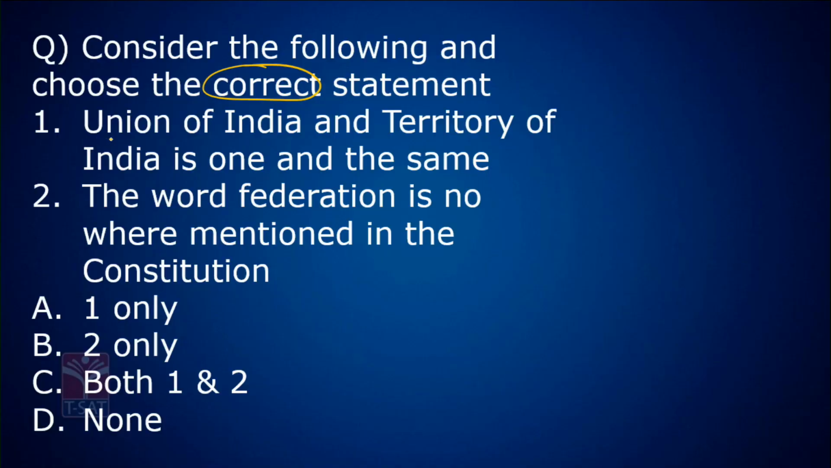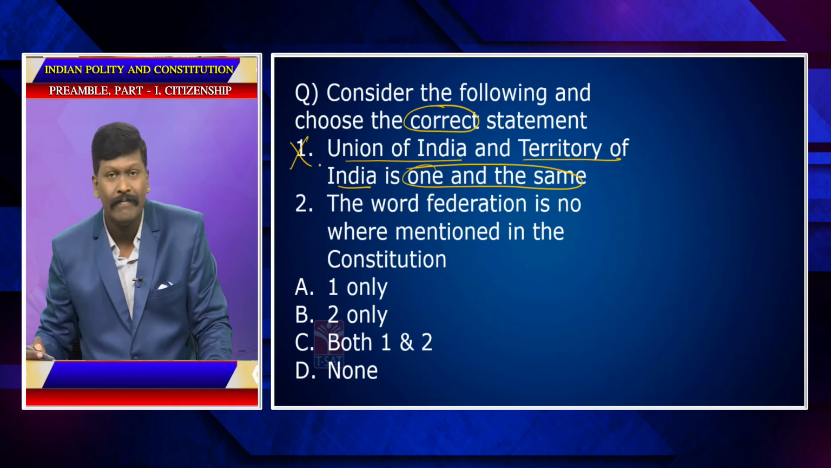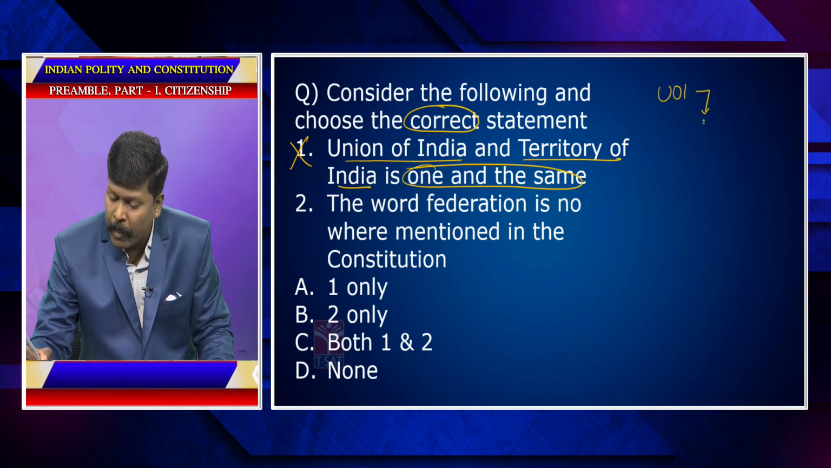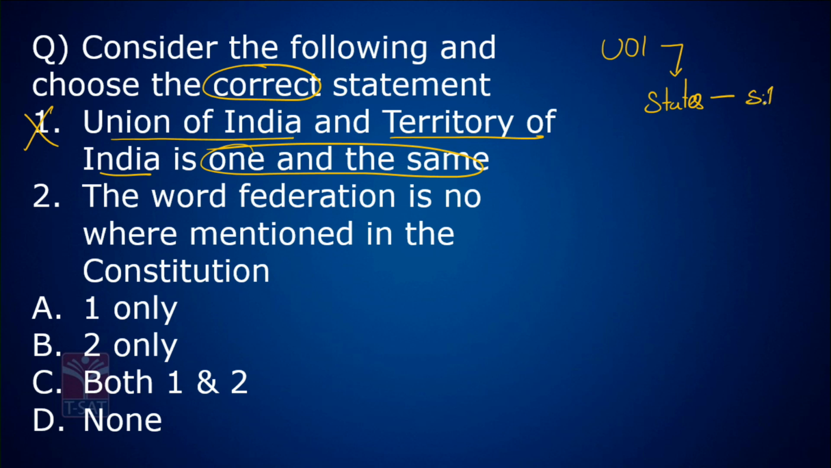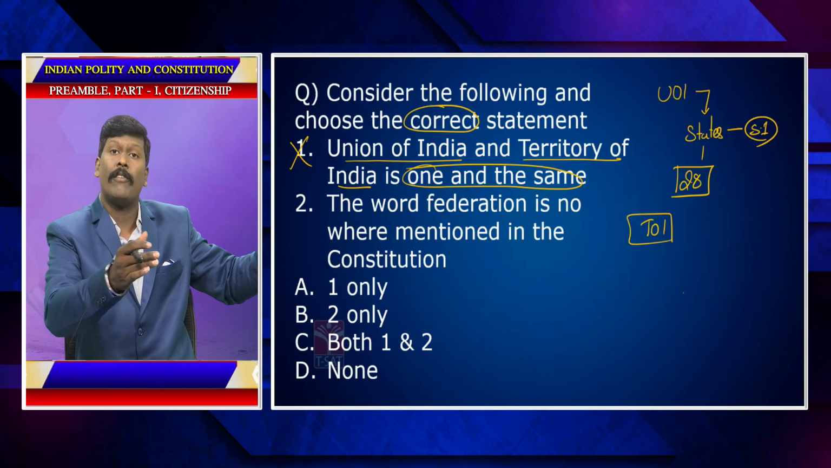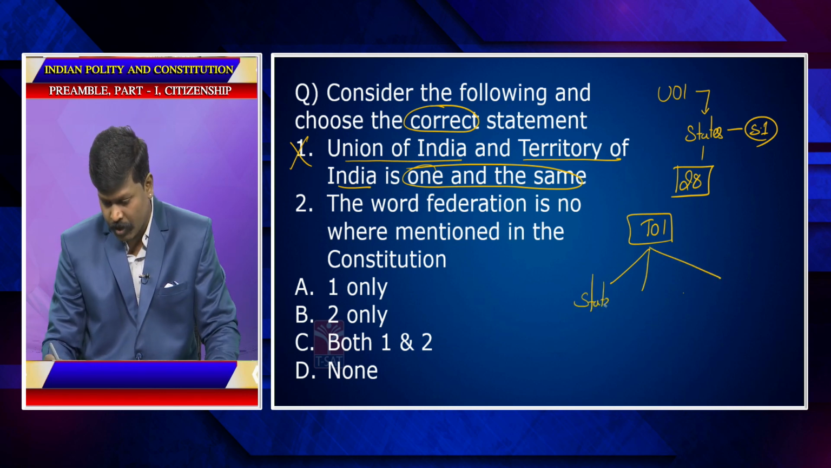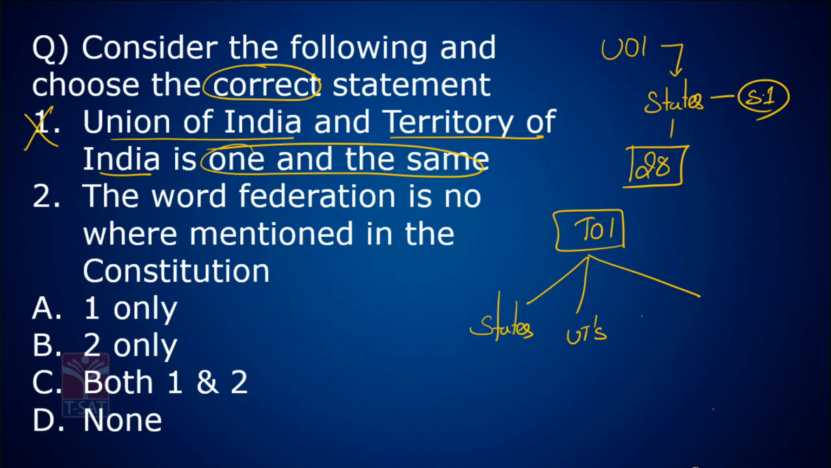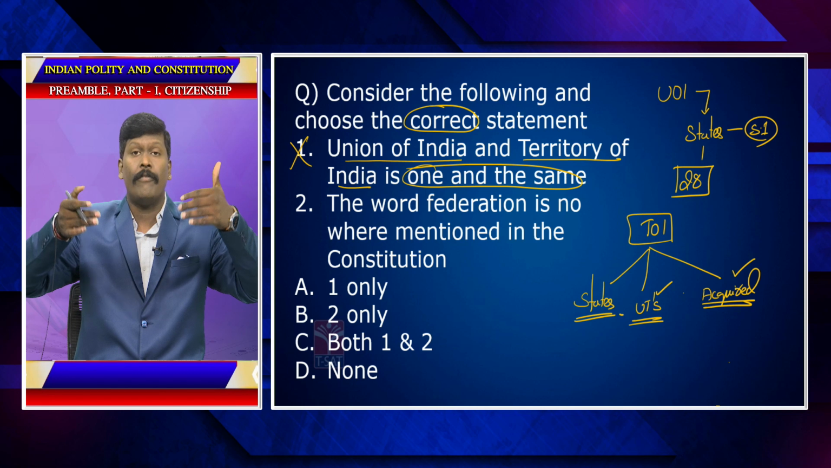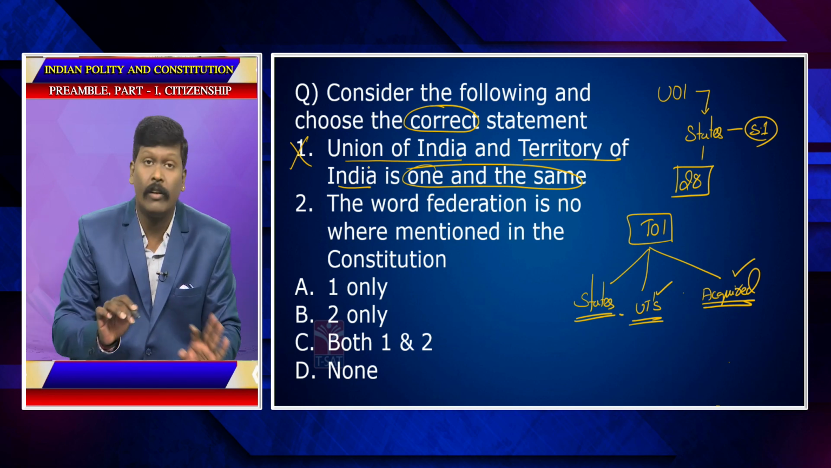Now, look at this. Union of India and Territory of India is one and the same. Absolutely wrong. Because what is Union of India? We all know those states which are part of Schedule 1 of the Constitution. There are 28 states in India. Sir, what is Territory of India then? Territory of India is nothing but the extent of the geographical area of India. Territory of India consists of three things. One, the states. Two, the union territories. Three, the territories to be acquired in the future. Territory of India is the extent of India. Union of India is the states which are part of India. So, both are not one and the same.